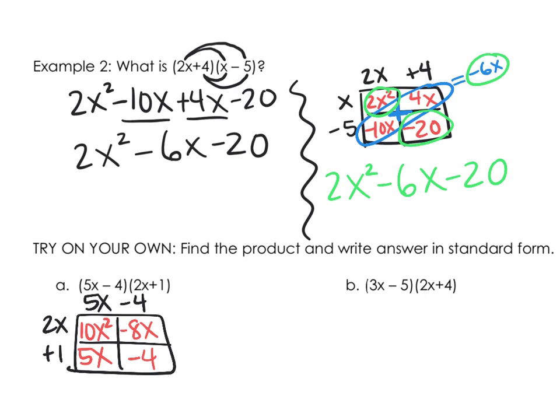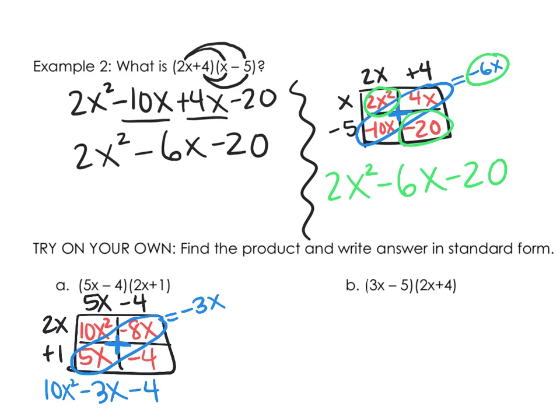So now that I put all of my boxes in, I can see if I have like terms, which my diagonals are like terms, so I can do 5x plus a -8x, which will give me -3x. So when I go to write out my answer, I had 10x squared minus 3x minus 4. And my answer is in standard form, so I am done.